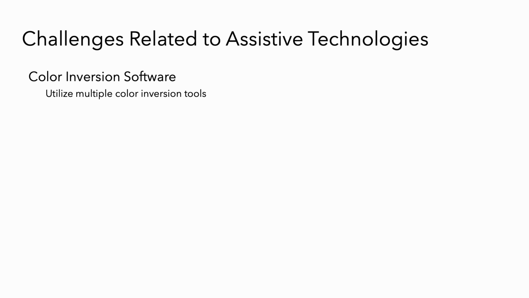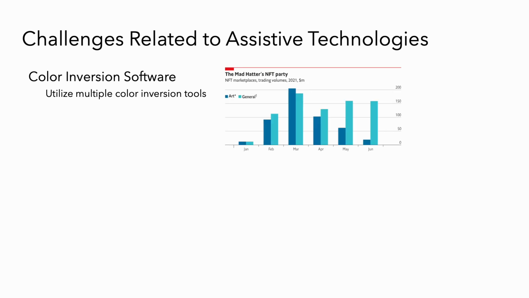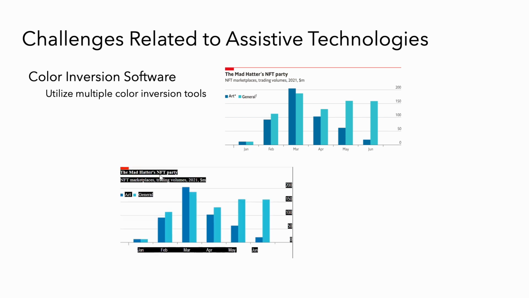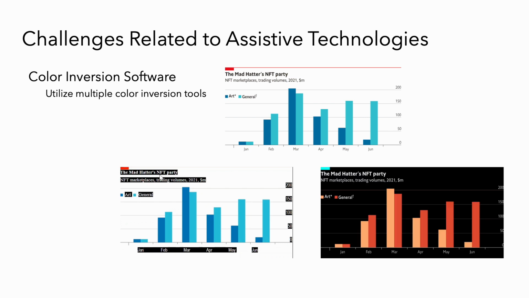Another problem is that the inversion results do not always deliver the preferred result or provide coherent results across participants. For example, a bar chart was not inverted correctly by one participant's color inversion tool, which only inverted the text in the visualization, while software used by another participant was able to invert the background while also changing the color of the bars.